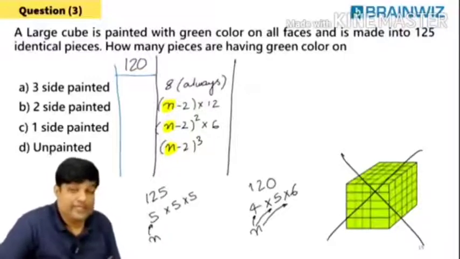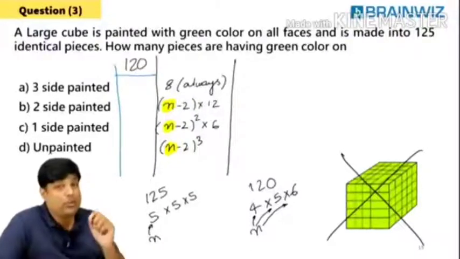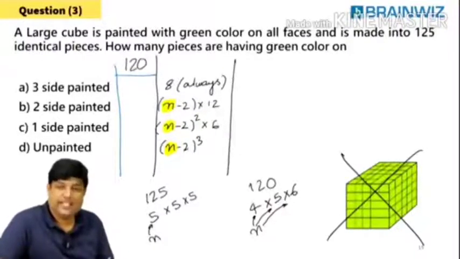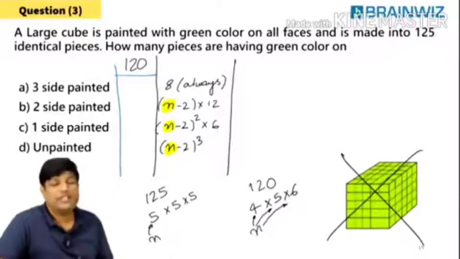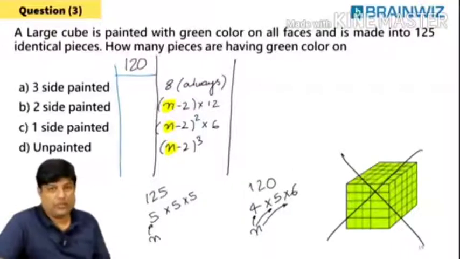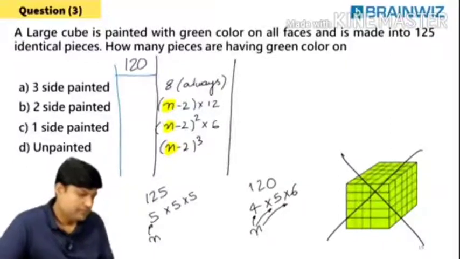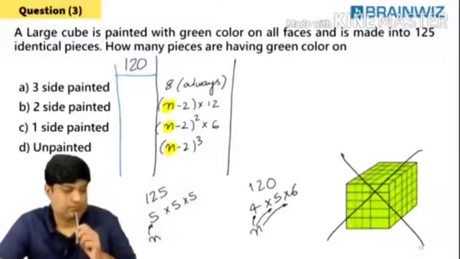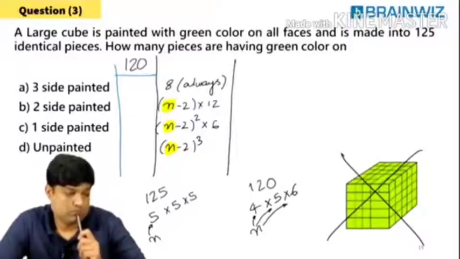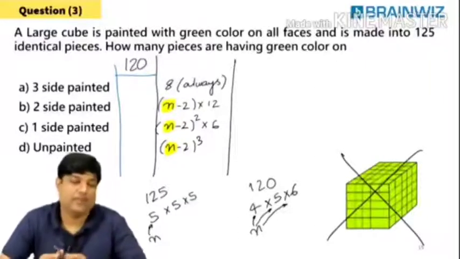4 into 5 into 6, Aditi, वो तो मुझे पता चल गया है. But who is that n? Shall I take it as 4? Shall I take it as 5? Or shall I take it as 6? पता तो होना चाहिए ना भाई. चलिए, I'll tell you.